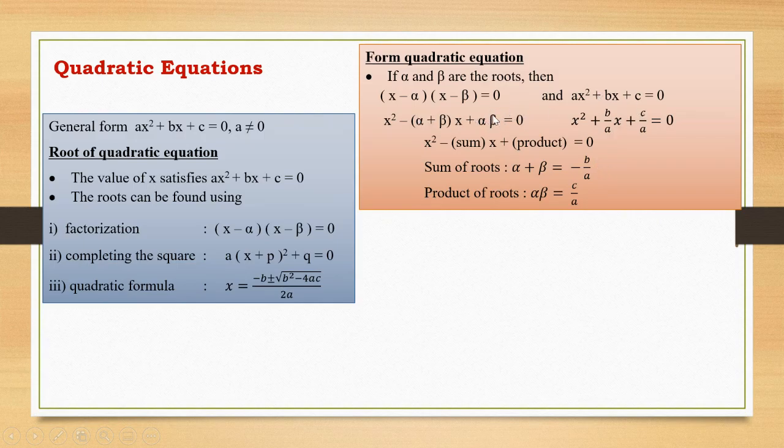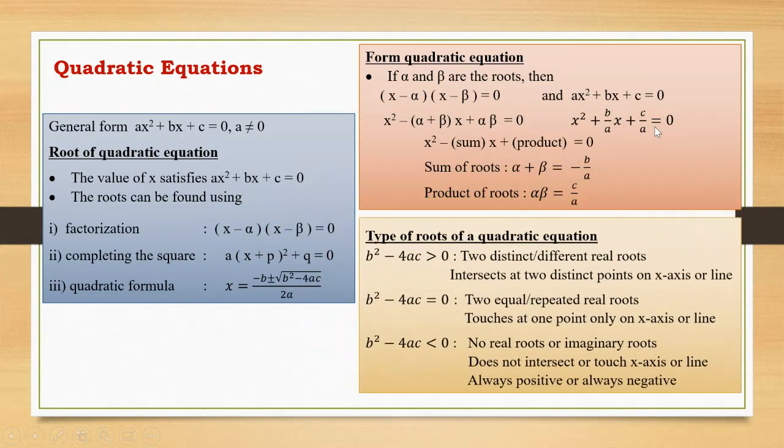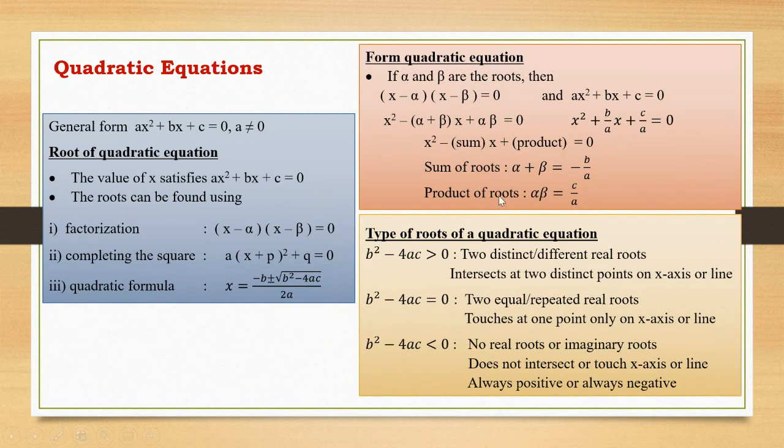And you also can see the product of the roots, that is alpha beta is equivalent to c over a. Okay, and the next thing, what are the types of root that you'll be looking at? Remember this. When you're looking at type of roots, sometimes they use the word for b squared minus 4ac greater than 0.